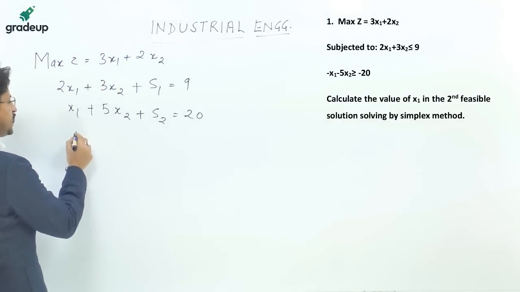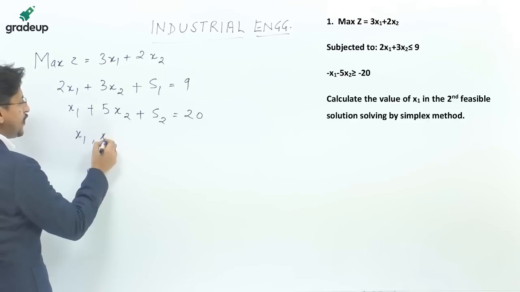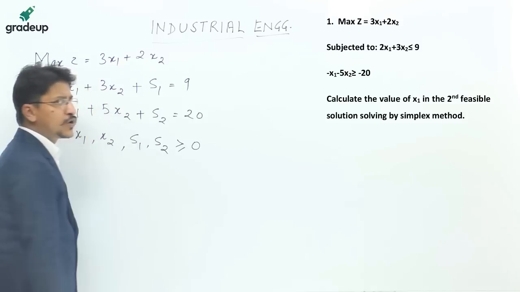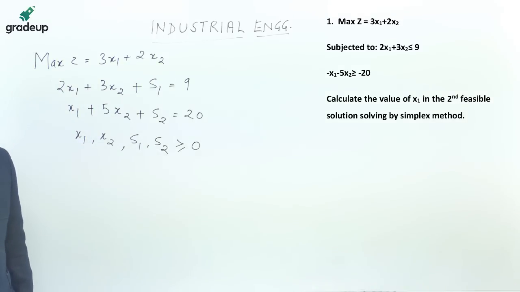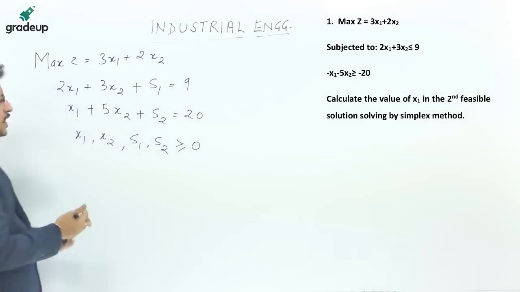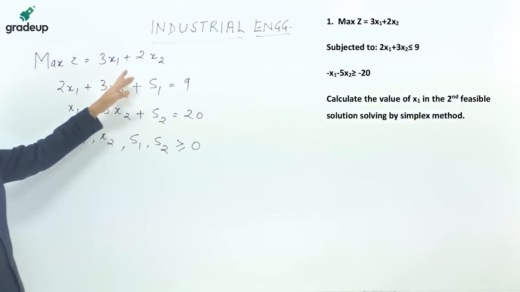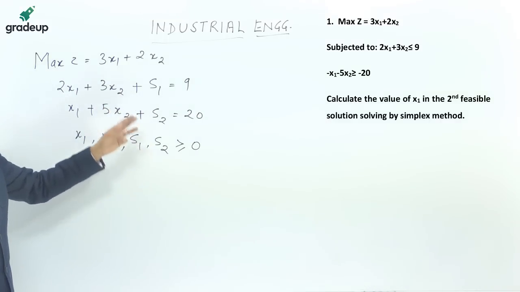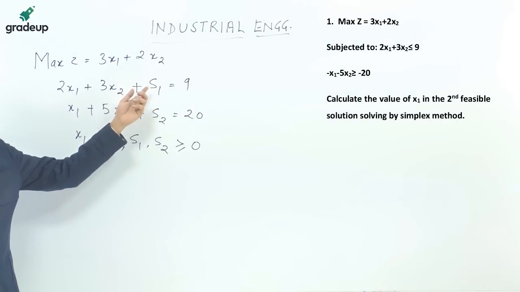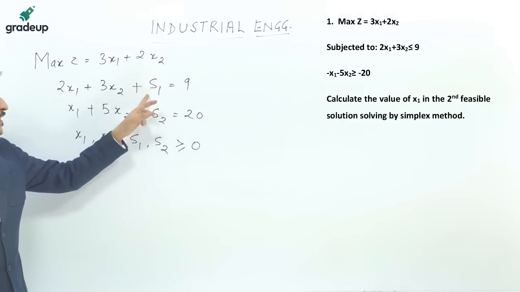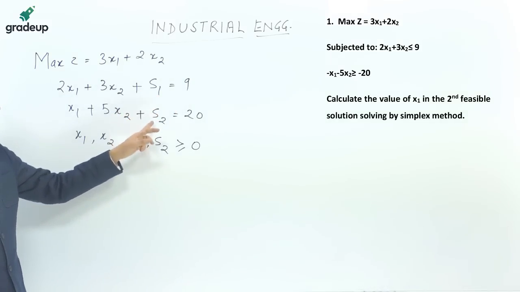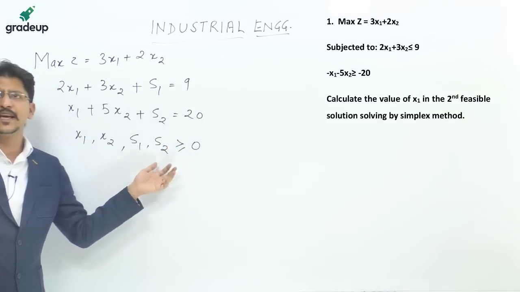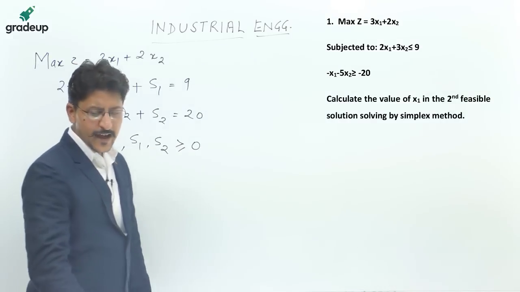Then the constraints, that is, the variables x1, x2, s1 and s2, are all greater than or equal to 0. Okay, so these are the equations. This is the maximization: you have to maximize 3x1 plus 2x2, subject to these constraints, where the less than or equal to constraints have been changed to equal to constraints by introducing two slack variables s1 and s2. All the variables and slack variables are also greater than or equal to 0, meaning they are positive. Okay, these are the equation formation.